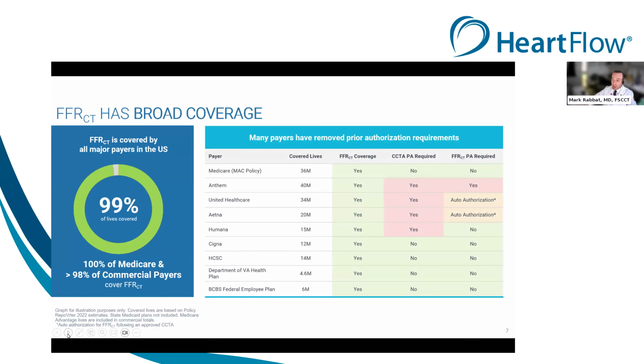Now, FFR-CT has broad coverage. It's covered by all major payers in the United States, 100% of Medicare, and greater than 98% of commercial payers cover FFR-CT. And you can see on the table on the right, regardless of the payer, whether it's Medicare, with various MAC policies, the commercial payers with Anthem, United Healthcare, Aetna, Cigna, etc., the millions of lives that are covered. And many payers have removed prior authorization requirements for FFR-CT.